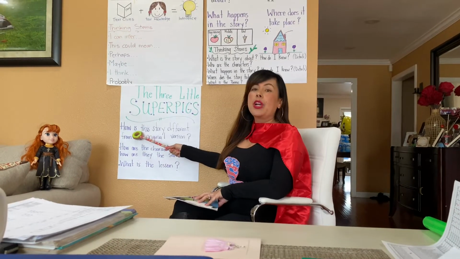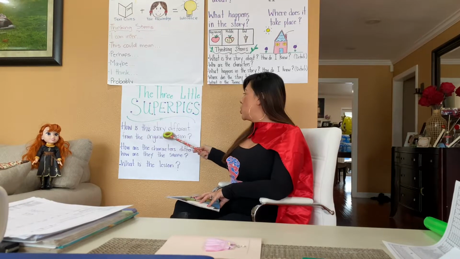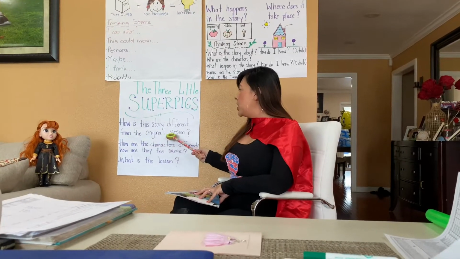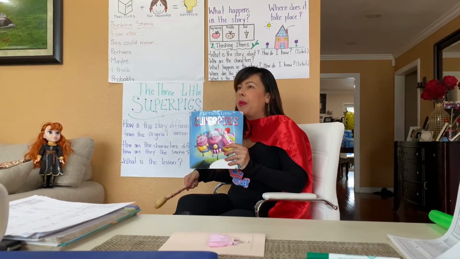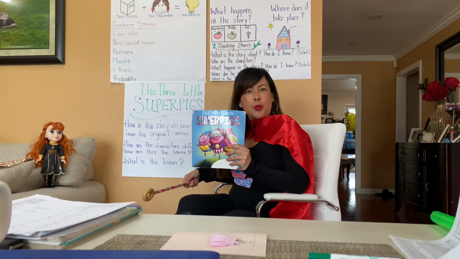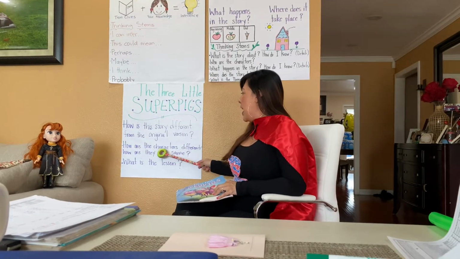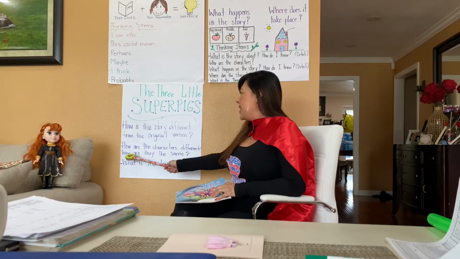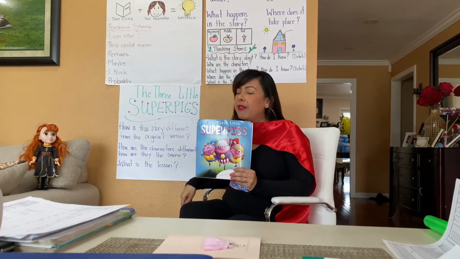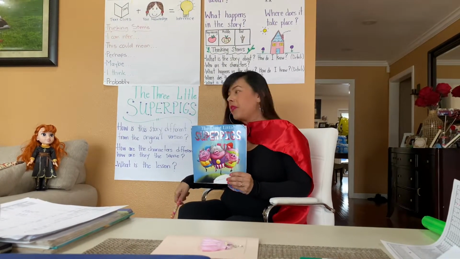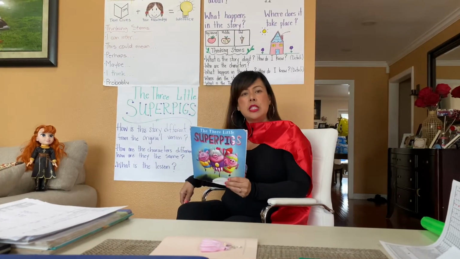And this is what we're going to learn while we're reading. How is this story different from the original version? So we're going to be thinking, how is this story about Super Pigs different from the Three Little Pigs? We're also going to be seeing how are the characters different and how are they the same? So how are the Three Little Pigs different and how are they the same? And the last question is, what is the lesson? What's the lesson in this story?